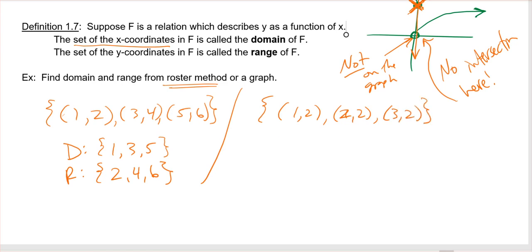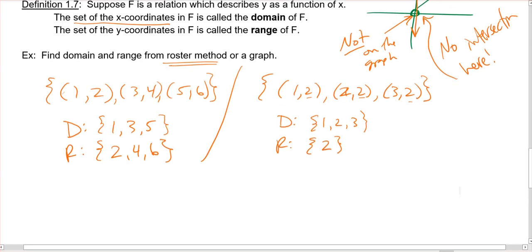For this one, our domain is going to be still, again, the set of all the x values. So I got 1, 2, 3. And then my range, though, is 2, 2, 2. Well, it's just 2, right? And we remember from the first section when we were making a set in a roster, or writing explicitly the elements of a set, we don't repeat. So it's just 2, right? That's the only thing in the range.